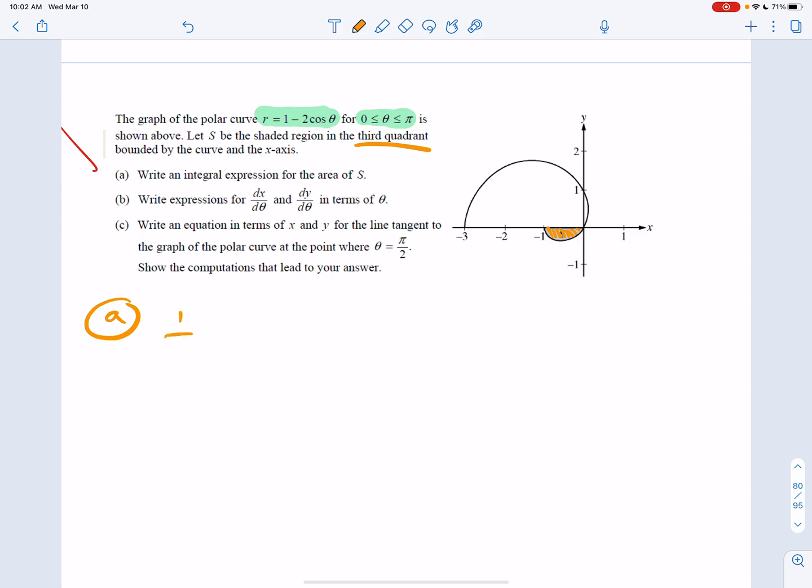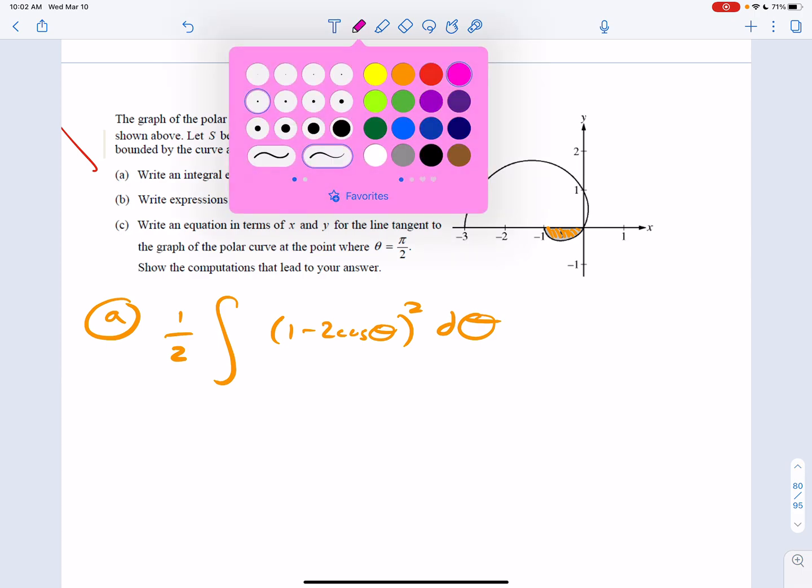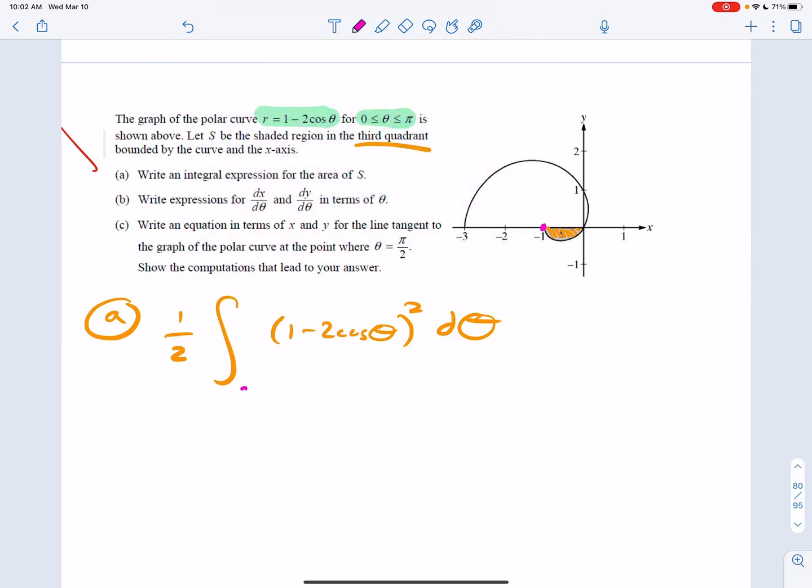So the only thing tricky here, we have 1/2 integral of r, which is (1 minus 2 cosine theta) squared d theta. The only part here that you really need to consider is the bounds, okay? This definitely started at 0, but it did not stop at pi because pi is over here when you're traveling this way. So where did it stop, right? And sometimes you would have to actually do this part here. Where is this stopping point?